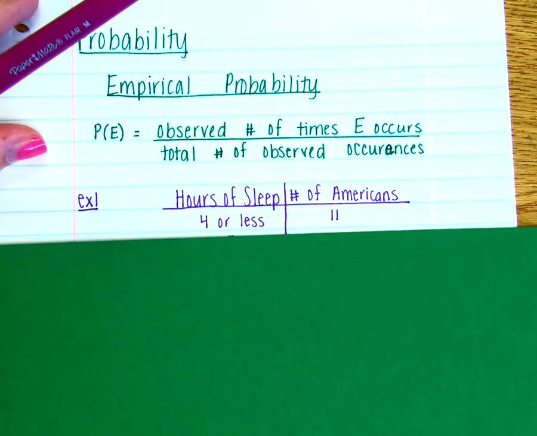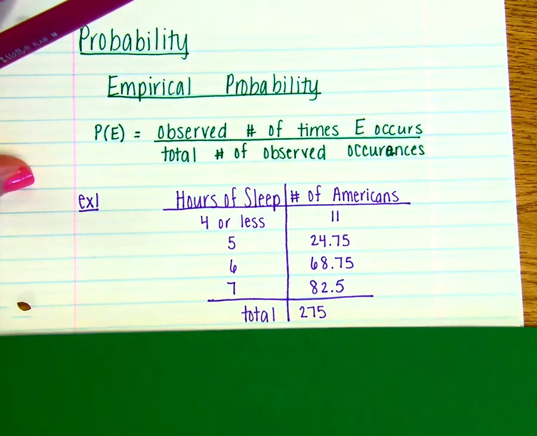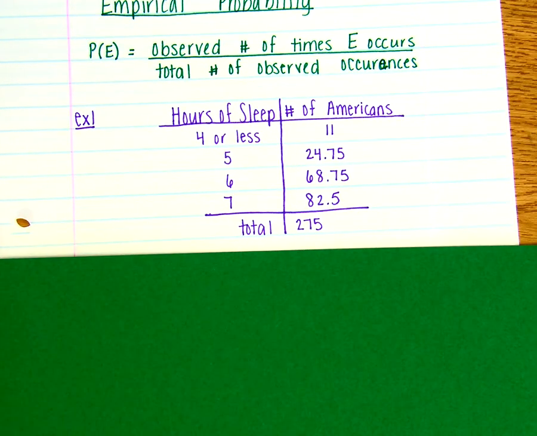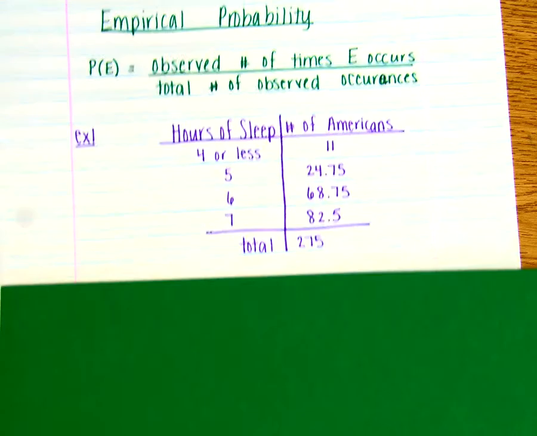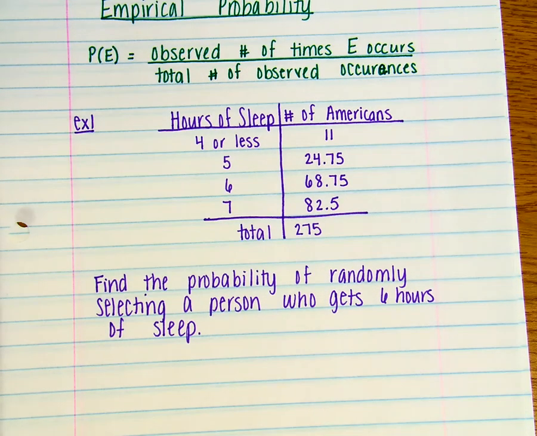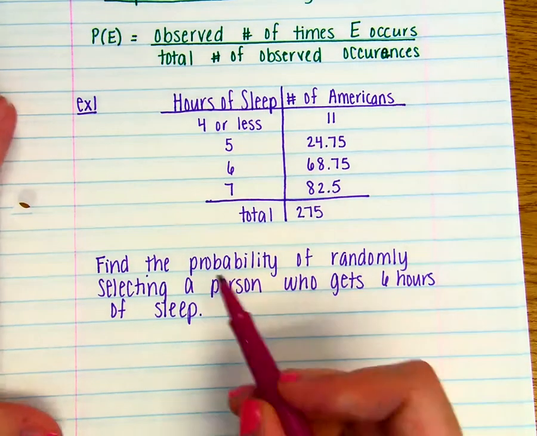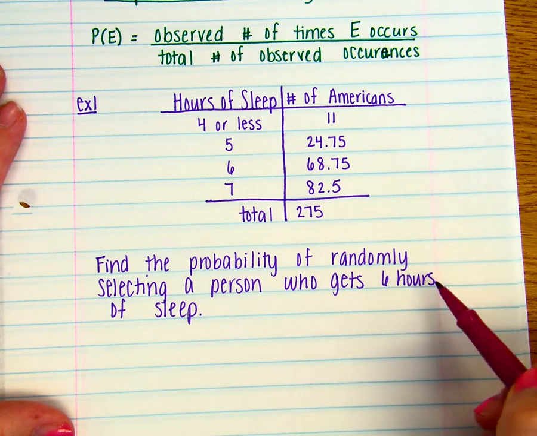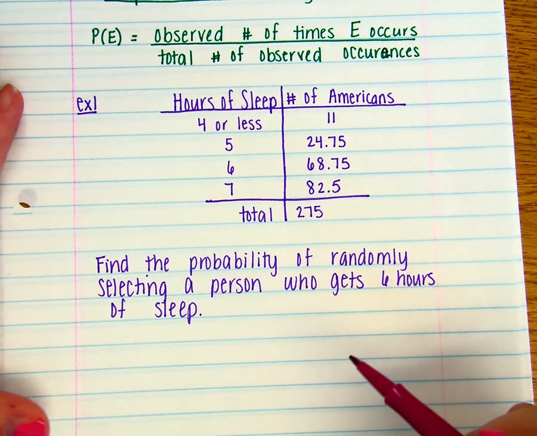So for our first example, we're going to use this table here. Pause the video and make sure that you have both the formula and the table written down into your notes. Okay, so our table is talking about the hours of sleep and the number of Americans. And so now we are going to answer this question about the table. Again, you want to pause your video, make sure that you have all this written down before we go over it together. It says, find the probability of randomly selecting a person who gets 6 hours of sleep.